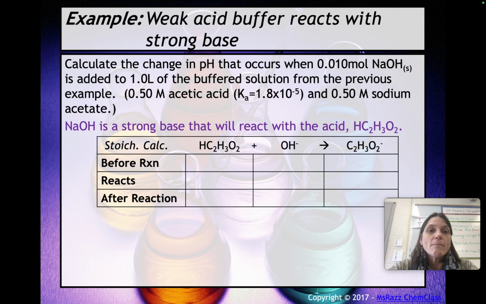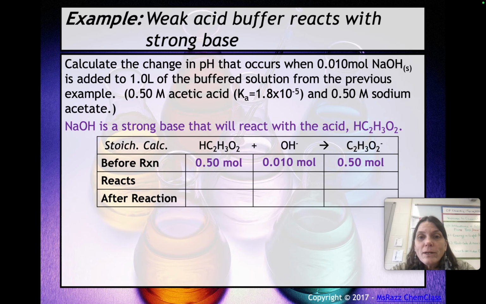Okay, so here's our BCA chart: before reaction, the change in reaction, after. Before anything happens, we have 0.5 molar of our weak acid, and we're adding 0.01 moles of OH-. For this part, we're going to do it in terms of moles and not molarity because it's a limiting reactant problem.